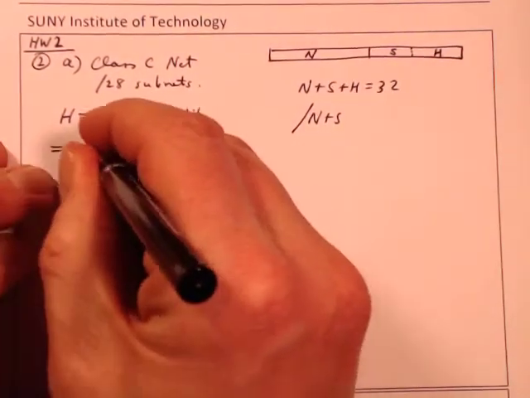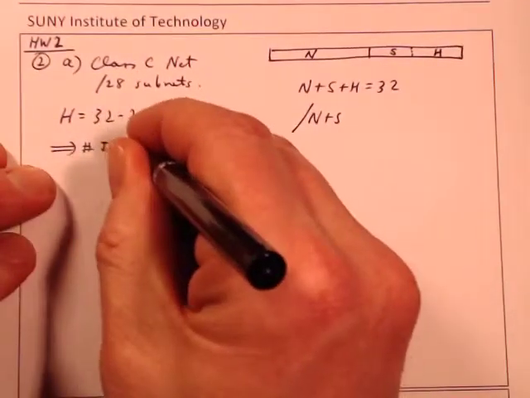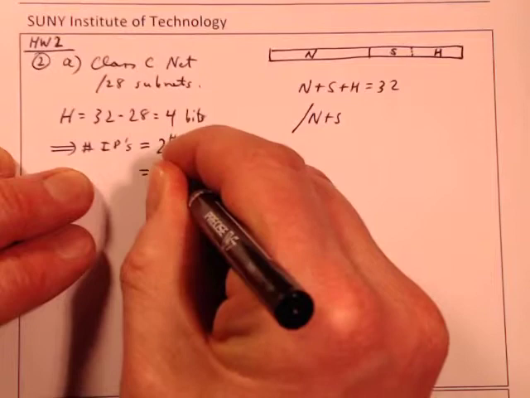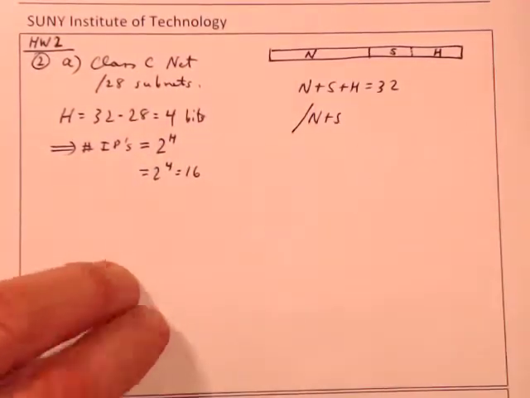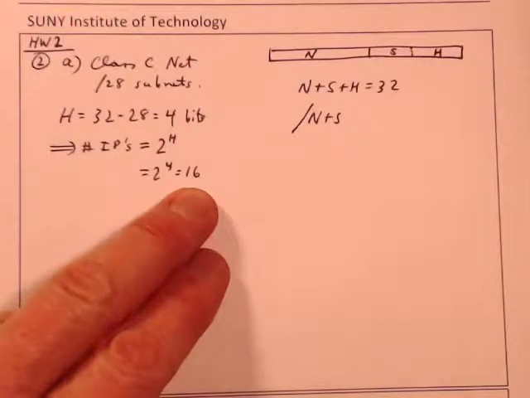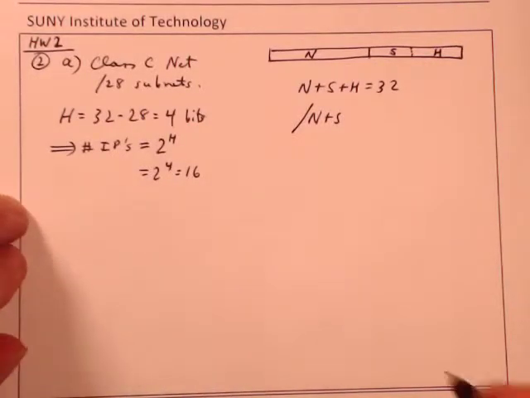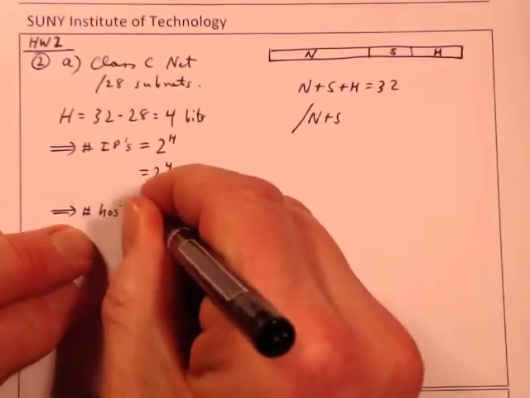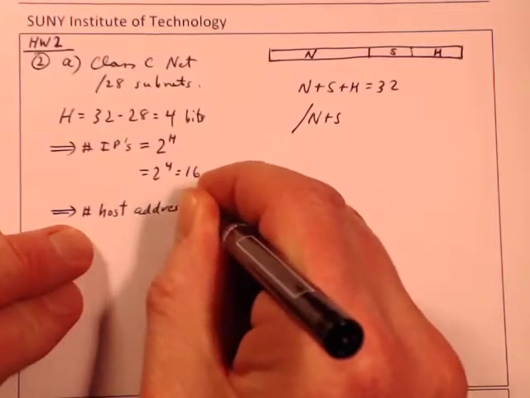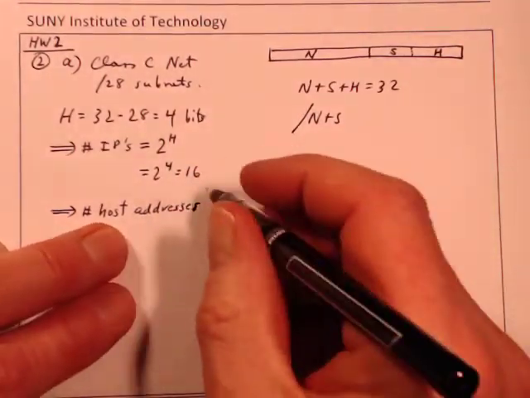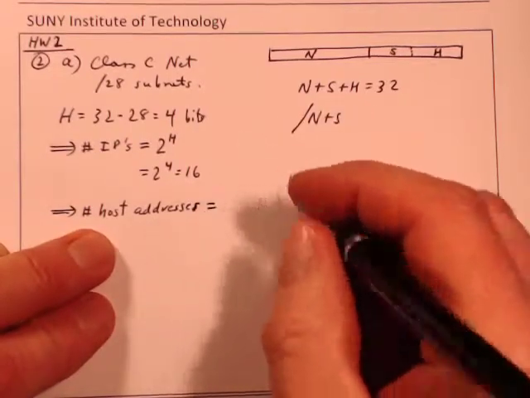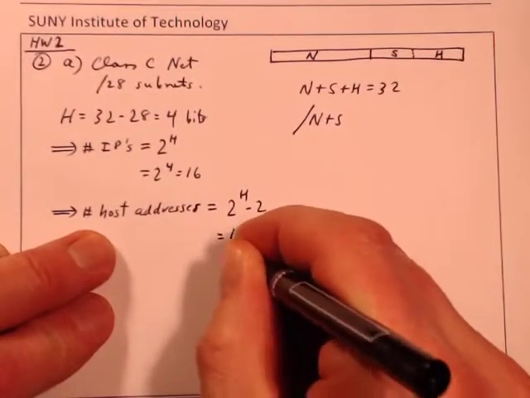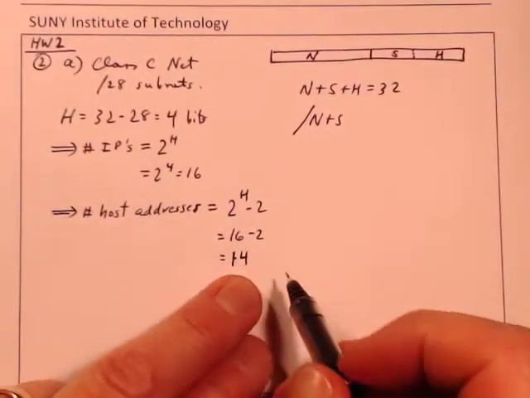That implies that the number of IP addresses is equal to 2 to the h, which is 2 to the 4th, which is 16 IP addresses. The number of usable host addresses is 2 less than that due to the network ID and the subnet broadcast, and that's 2 to the h minus 2, which is 16 minus 2, or 14 addresses. So that's the number of host addresses.